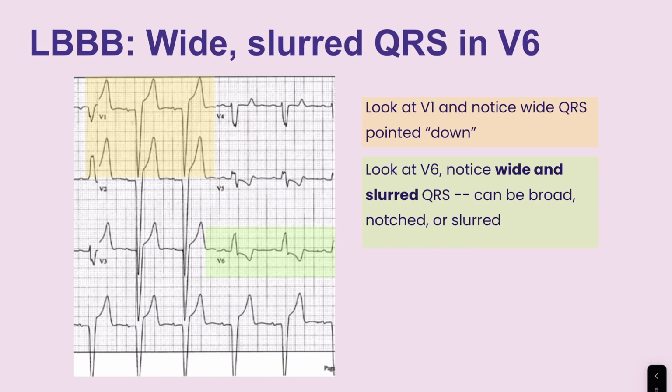Our left bundle branch block, we're going to look for those wide, slurred QRSs in V6, okay? So look at V1, notice the wide QRS, it's pointed down. And look at V6, we've got this wide, slurred thing, and we've got almost those bunny ears over in V6. Bunny ears on V6 side, think left bundle branch block, V6 left side.